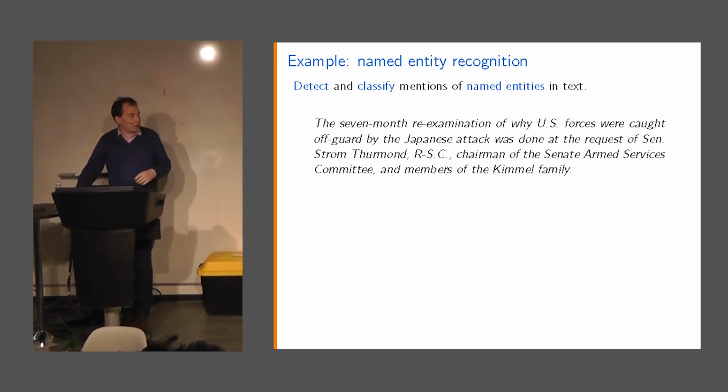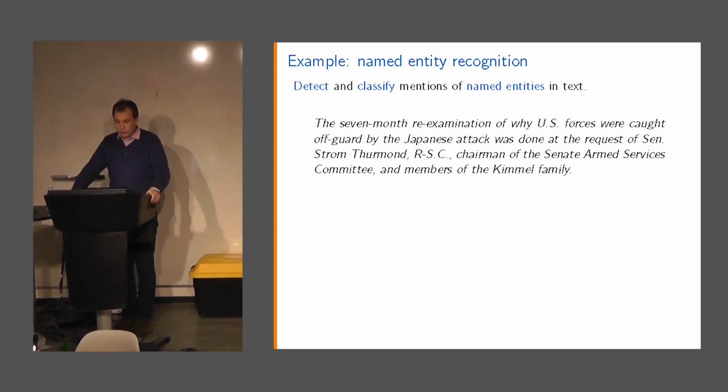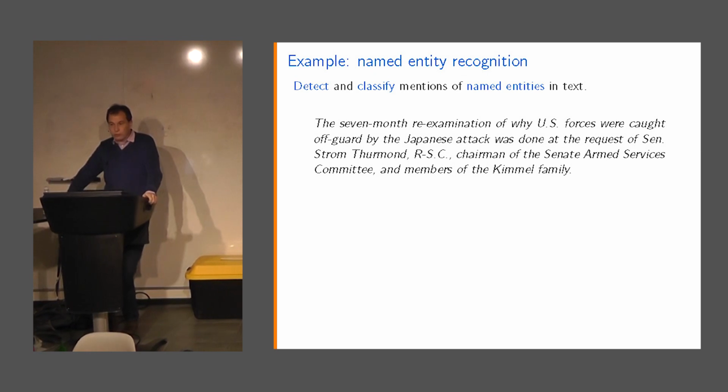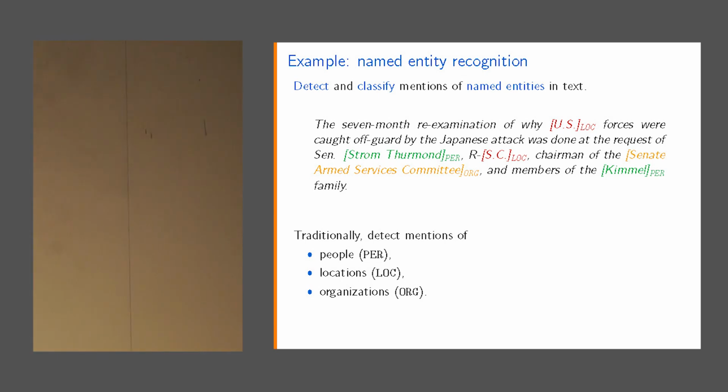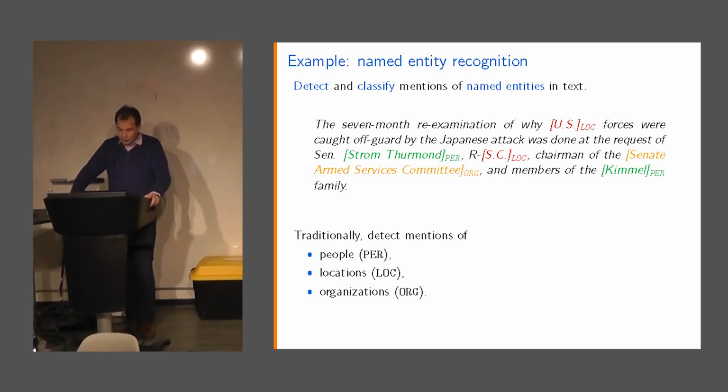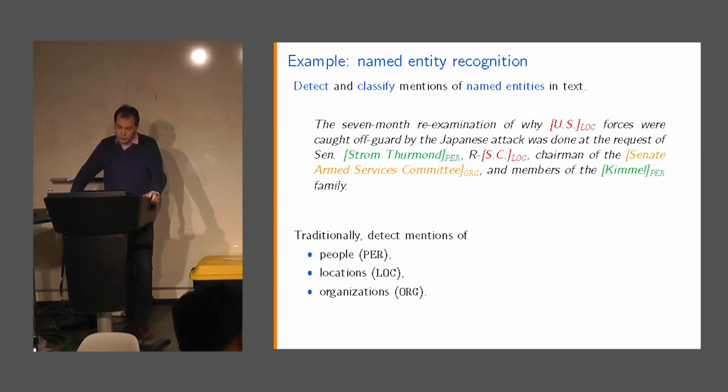So now I'll give some specific examples of information extraction. The first one is just to extract named entities, such as the name of a location or the name of a person from human language text. Traditionally in NLP, people have been working on data sets which focused on three kinds of named entities, which are people, location, and organization.